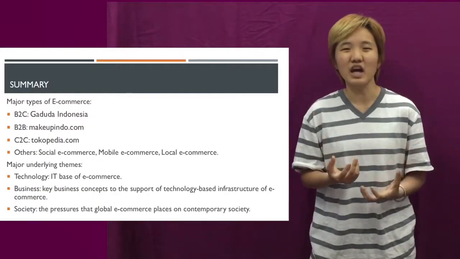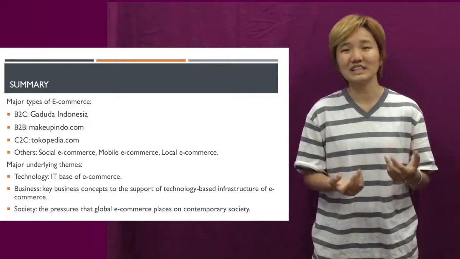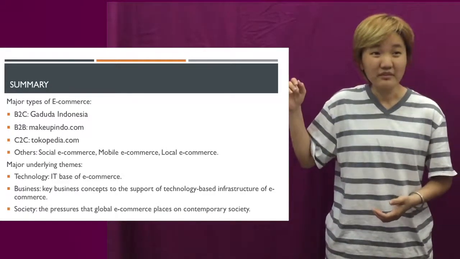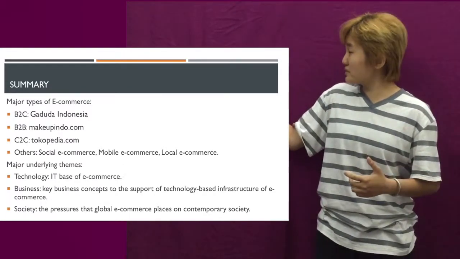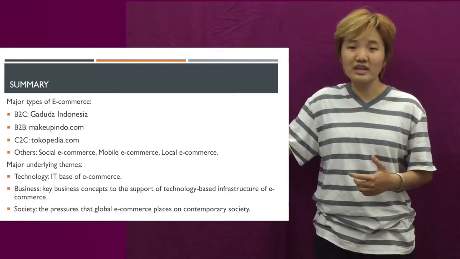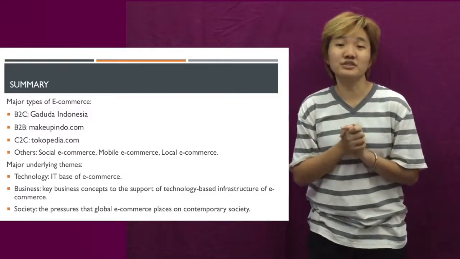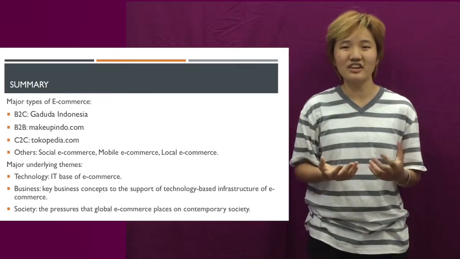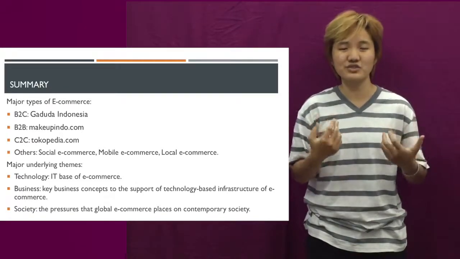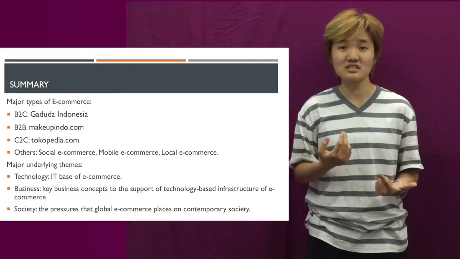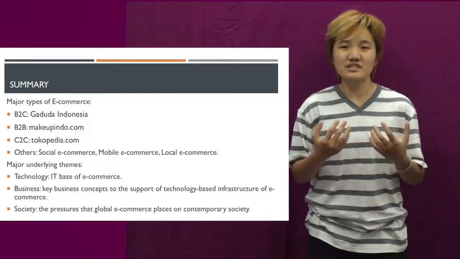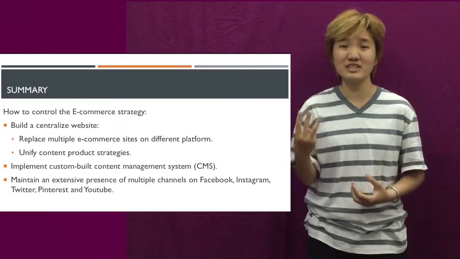Next, I would like to introduce some typical types of e-commerce, which are classified by market relationship or technology. Here they are: business to business, consumer to consumer, social e-commerce, mobile commerce, and local e-commerce. To succeed in e-commerce, there are underlying themes that need to be well understood, like technology, business, and society as well. The chapter indicates how to manage an e-commerce strategy within 3 steps.